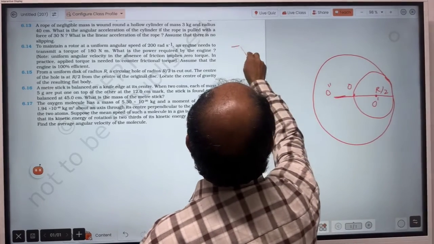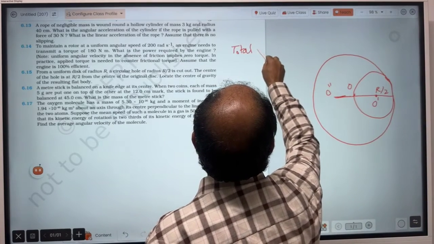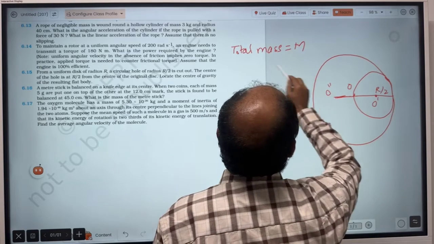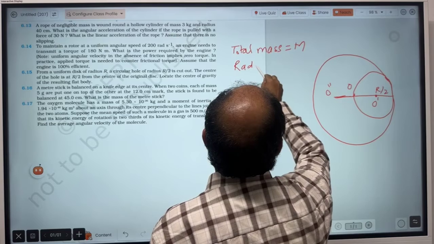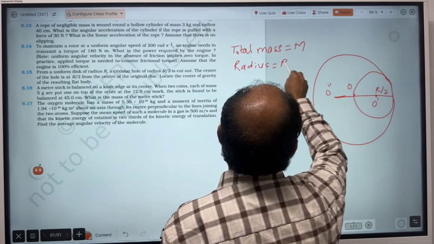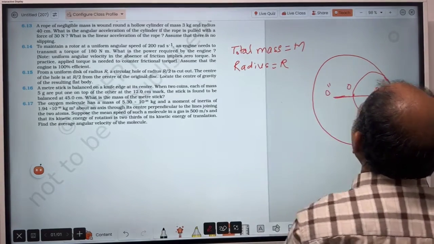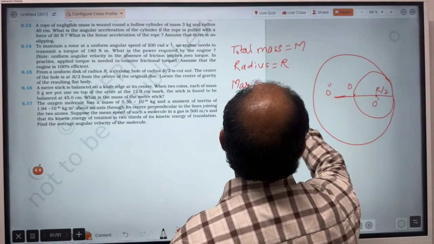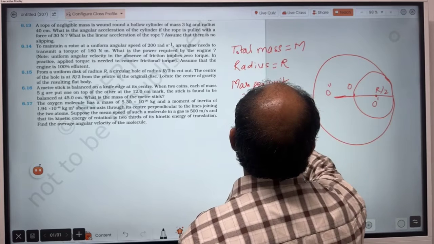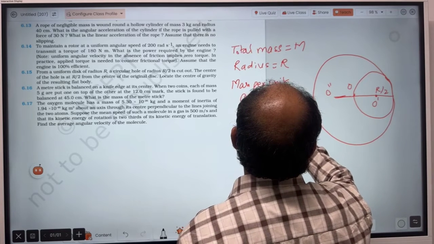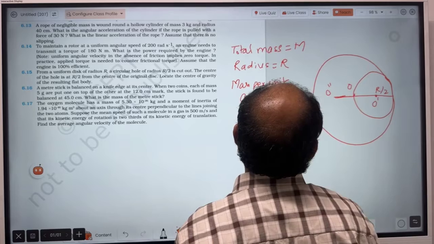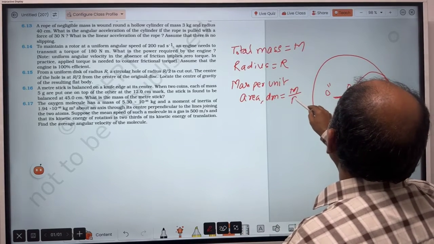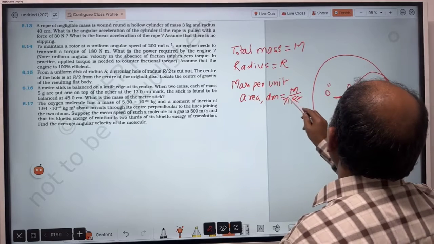Suppose the total mass is capital M and the radius is equal to capital R. So mass per unit area, say it is dm, which will be equal to M divided by pi R square.